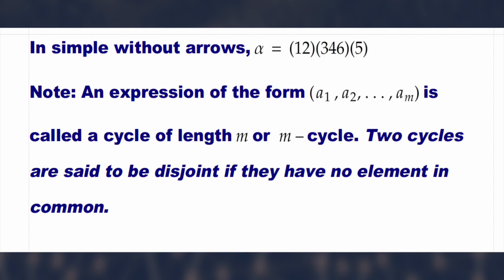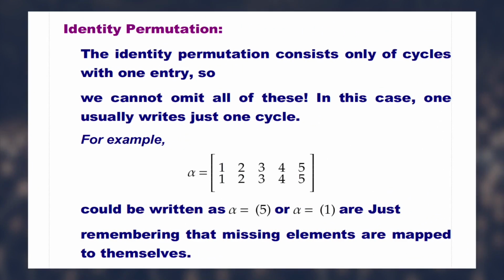Here, notice an expression of the form alpha 1, alpha 2, alpha m is called a cycle of length m, or m-cycle. Two cycles are said to be disjoint if they have no element in common. We know that every group should have an identity element. So, here the identity of permutation is the identity permutation. The identity permutation consists only of cycles with one entry, so we cannot omit all of them. In this case, one usually writes just one cycle.